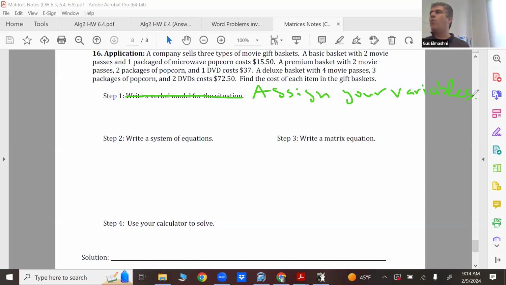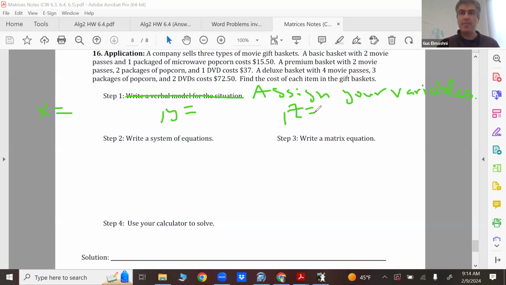But you know what? I'll do it for you guys. I'll assign variables for you, like on the quiz. Let X be this, let Y be this, let Z be this. I'll do that for you guys, just to avoid confusion. If you think about what are the things I don't know in this problem? If you read through it, what am I trying to figure out? What does the question want? It wants what, guys? Look at the last sentence. The cost of each item.